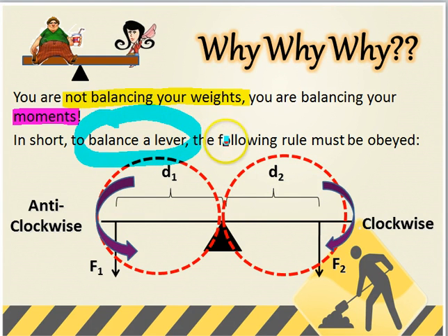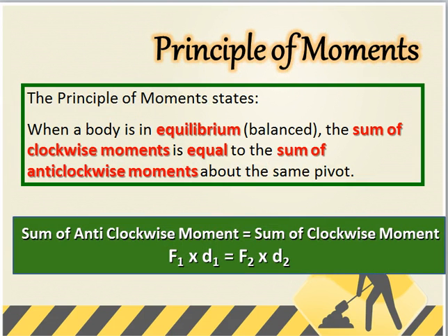To balance the lever, what must be considered? It is this thing over here. It must obey the principle of moments. It states that when a body is balanced, or in equilibrium, the sum of clockwise moments, so we're adding up all the various clockwise moments, must be equal to the sum of the anti-clockwise moments, about the same pivot. You can think of it as there are four parts to this.